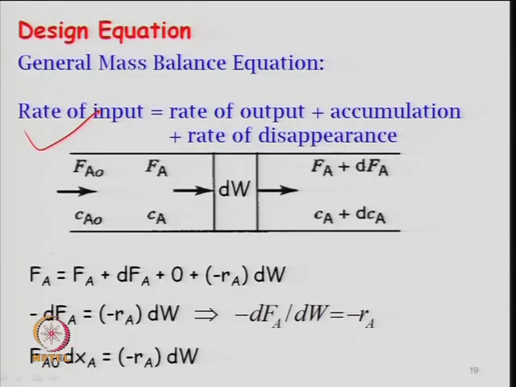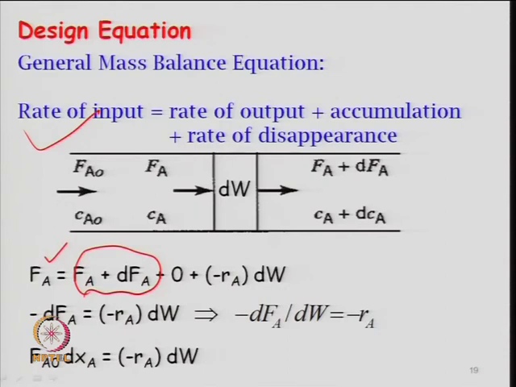Input at any section, as I said earlier also, is F_A at this section, and output is F_A plus dF_A here, this is your rate of output. Accumulation, we are assuming steady state, because you have to check when the conditions are not changing with time, and that is the steady state condition. The variation in property with respect to time is 0.